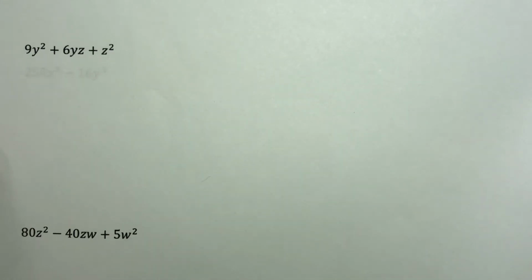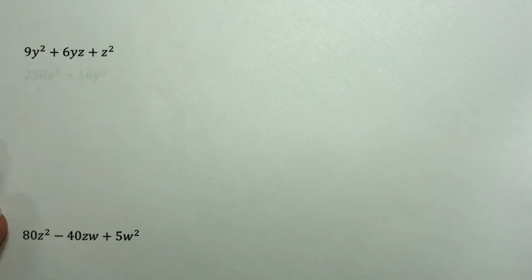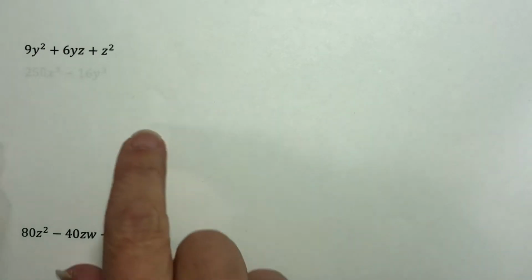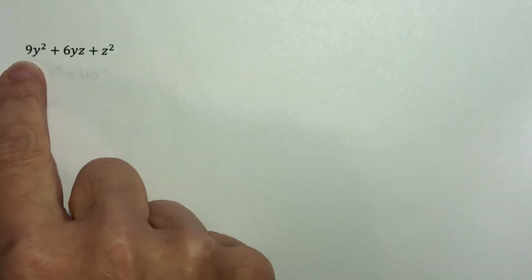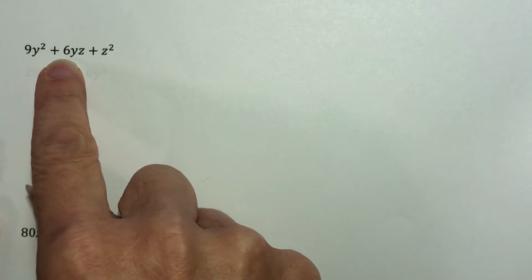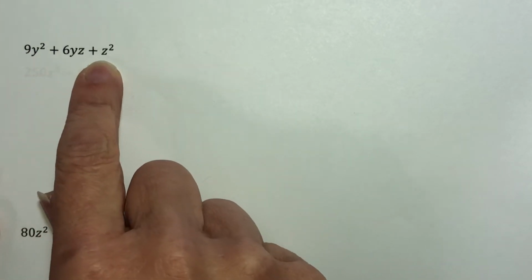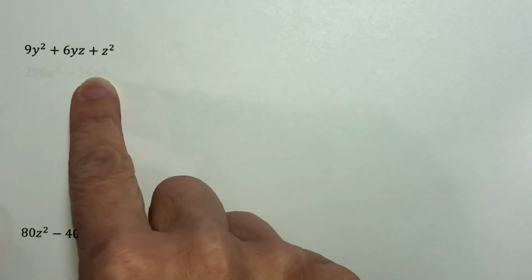This is part 2 of section 6.3. We have been working with special factorings. So I am given 9y squared plus 6yz plus z squared, and I want to get this factored.